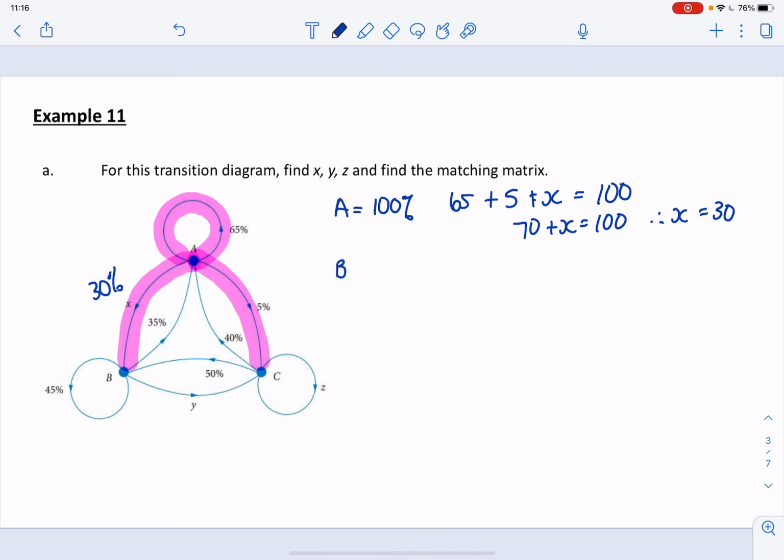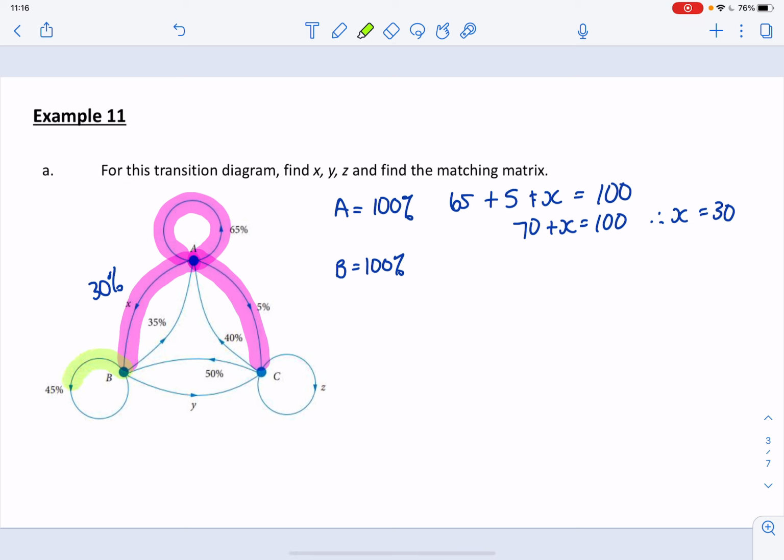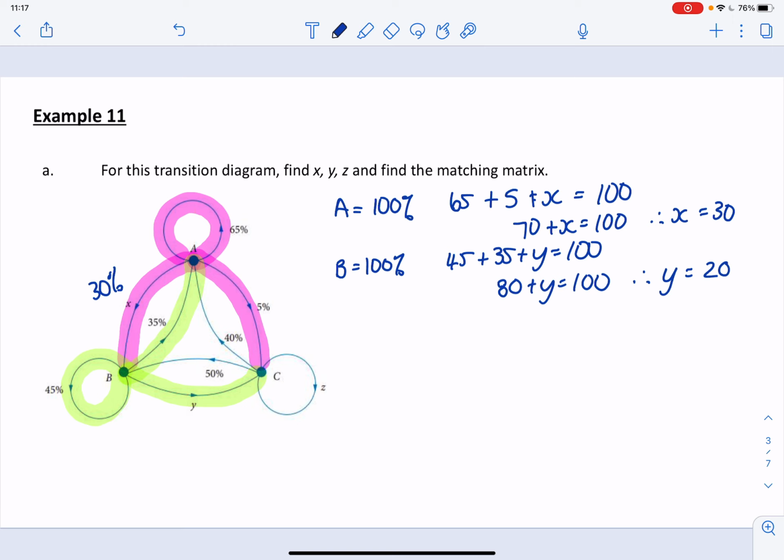Moving on to B. Remembering again, B has to equal 100%. Change colours. Let's choose green. So leaving B, I've got a 45, I've got 35, and I've got a y. So 45 plus 35 plus y equals 100. 45 and 35 is 80, plus y equals 100. Therefore, y equals 20. Lastly, I have C. I'm going to make that yellow so everything's different. No, let's go blue.